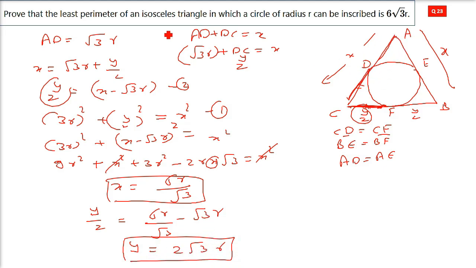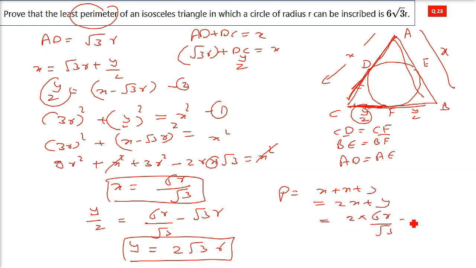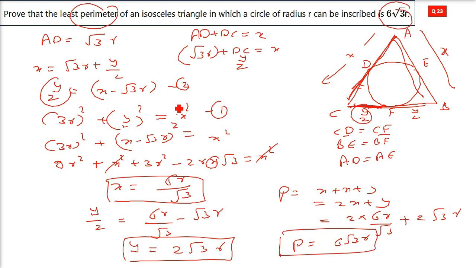Now x and y are already there. The thing which they are asking is perimeter. Double differentiation, because we haven't done single differentiation. How to do the double differentiation? That question comes in this question, but just for the sake of completion, we have to do this question. So P is equal to 2x plus y. So 2x is 12r by root 3, and y is 2 root 3r. When you combine them, you will get 6 root 3r. So perimeter is equal to 6 root 3r.